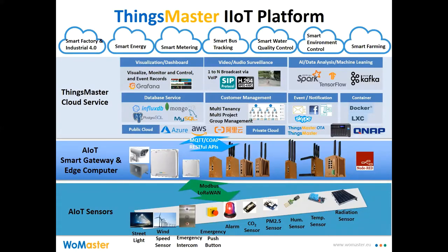This is ThingsMaster, the latest IoT platform. With this platform, we are focusing on industrial application areas. It includes smart factory and Industry 4.0, and it's designed to fit smart energy, smart metering, smart bus tracking systems, smart water control systems, smart environment control, and smart farming. For these applications, let's see what ThingsMaster cloud service provides.